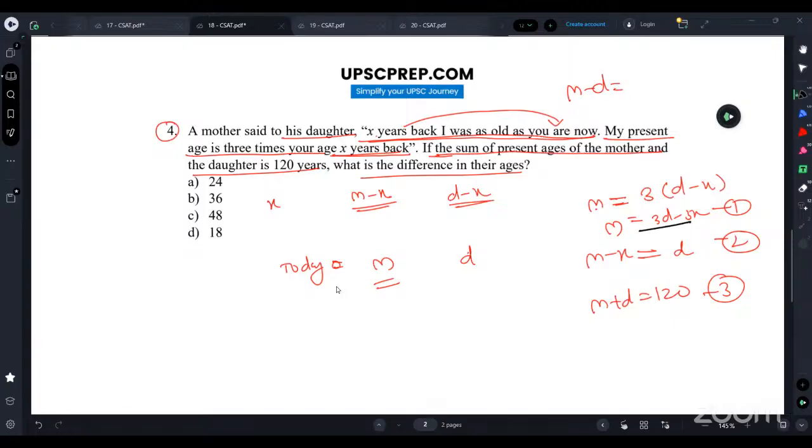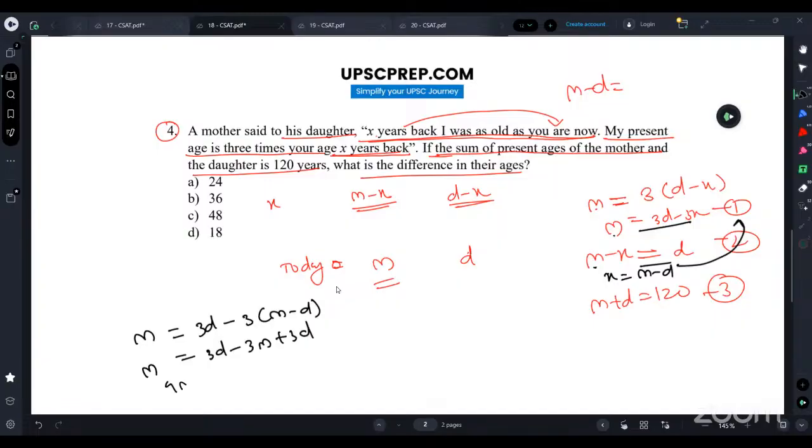Okay. Let's say from first and second equation, what we can do is, the value of X, X will be what? X will be M minus D, right? X will be M minus D. Now let's put this into first equation, right? So M will be equal to 3D minus 3 into M minus D, right? So let's solve this. 3D minus 3M plus 3D, right? That will equal to M. So this will be 4M equal to 6 times D, right?